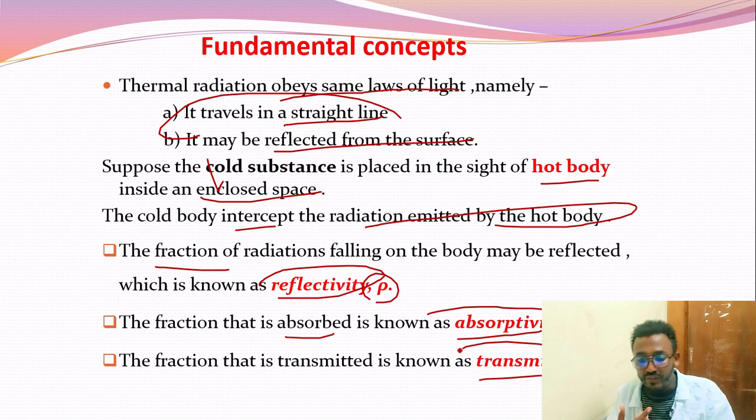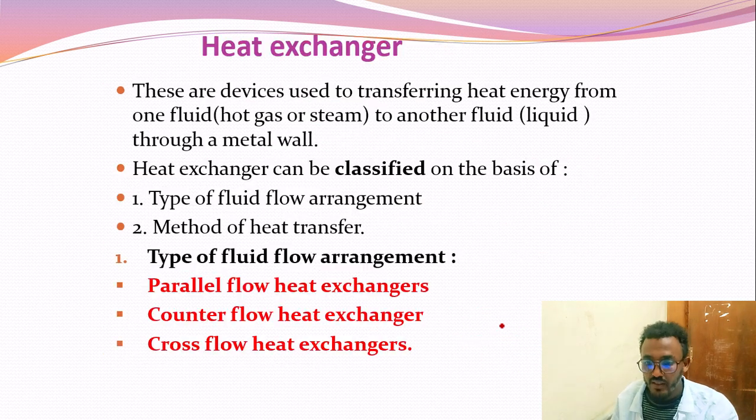So we have reflectivity, absorptivity, and transmittivity, which are three properties of thermal radiation. The first one is when they are reflected, we call them reflectivity. When they are absorbed, we call them absorptivity. And when they are transmitted, we call them transmittivity.